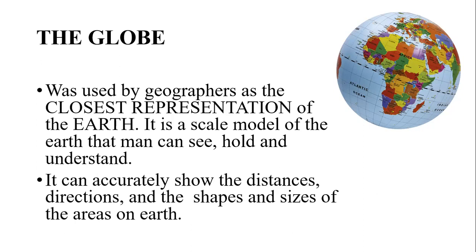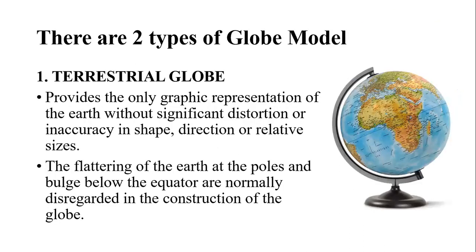It is a scale model of the Earth that man can see, hold, and understand. It can accurately show the distances, directions, and the shapes and sizes of the areas on Earth. There are two models of a globe.